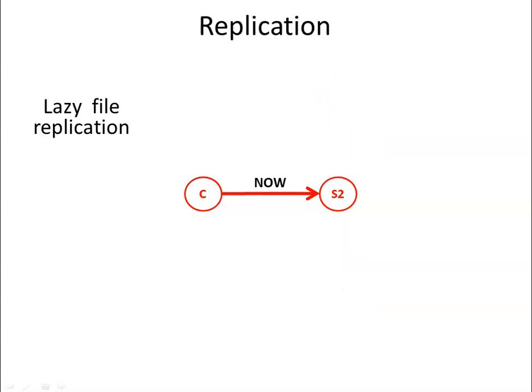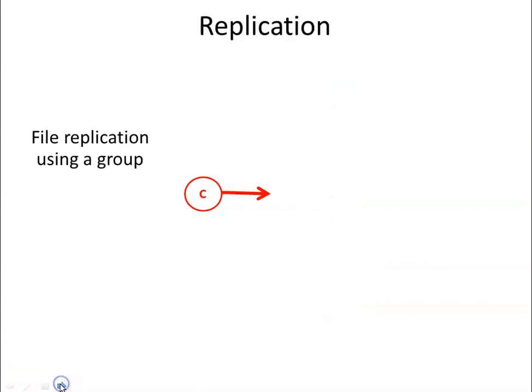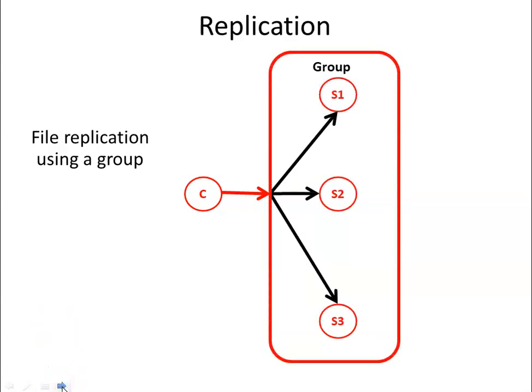And the final method is group communication, so file replication using group communication. Now in this scheme, all write system calls are simultaneously transmitted to all the servers. So it is sent to server 1, server 2 and server 3. So extra copies are made at the same time the original is made.